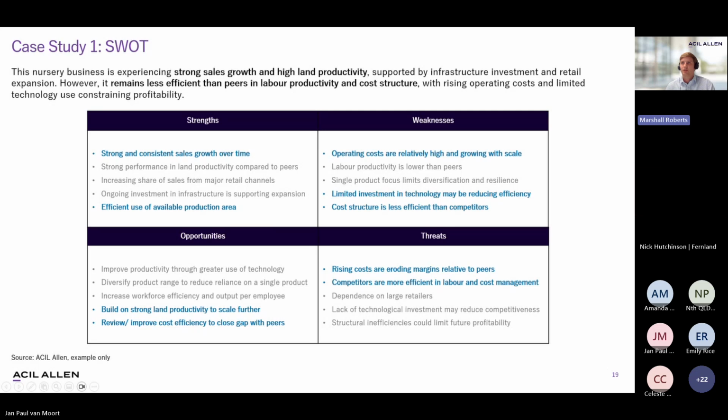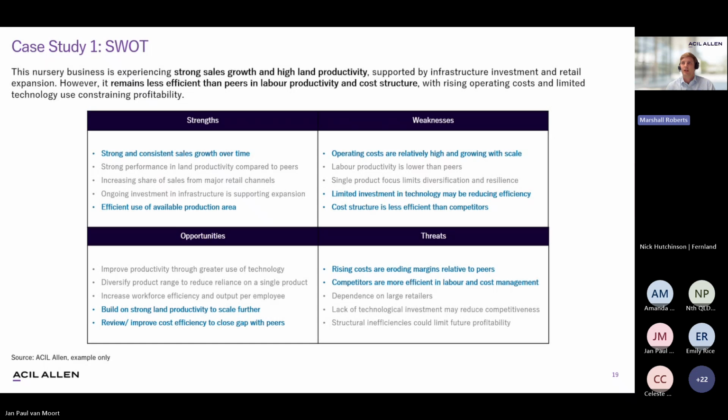We see they could diversify their product range as they only sell one product. We think they can build their land productivity to scale even further. They should review their cost efficiency to try and close that gap with their peers. And the threats, quite obvious, but the rising costs, eroding margins, and their competitors or peers seem to be more efficient in terms of labour and cost management.